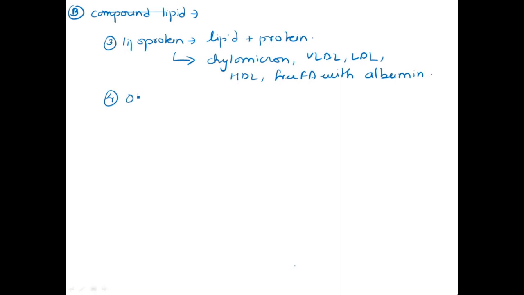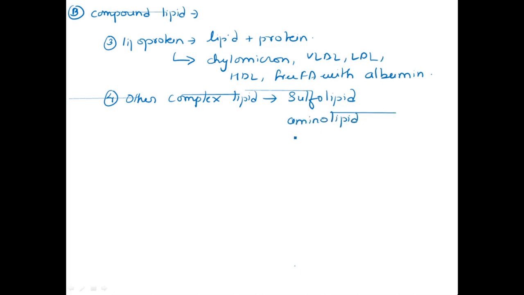And there is one more group of compound lipid that's called other complex lipid. It contains sulfolipid. Lipid that contains sulfate group is called sulfolipid. Then aminolipid contains amino group. Then lipopolysaccharide: lipid that combines with polysaccharide is called lipopolysaccharide. So there are 4 groups of compound lipid. First phospholipid, then glycolipid, lipoprotein and other complex lipid.